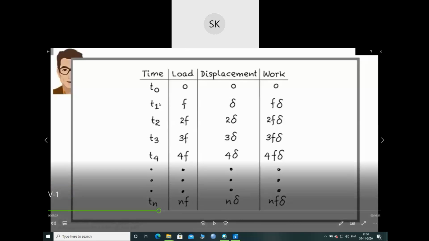So at time t1, your load was F, so the displacement you get is delta, and your work was F into delta.